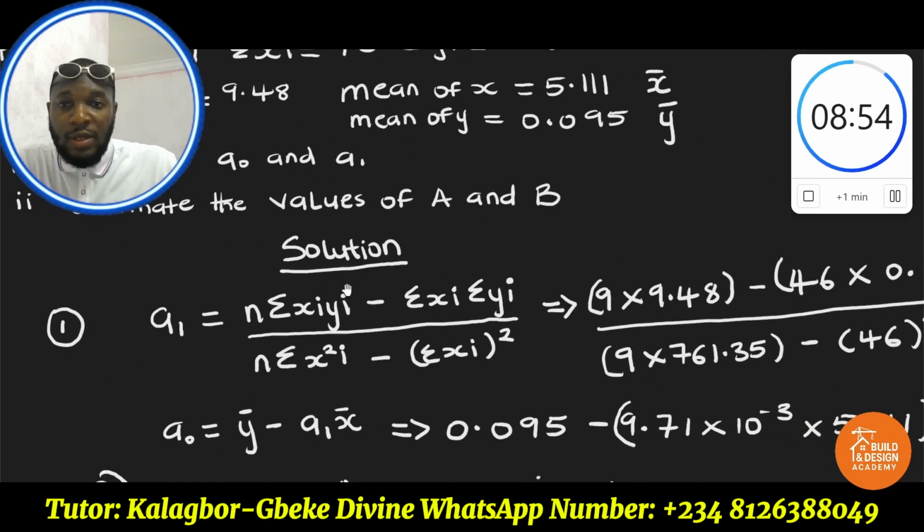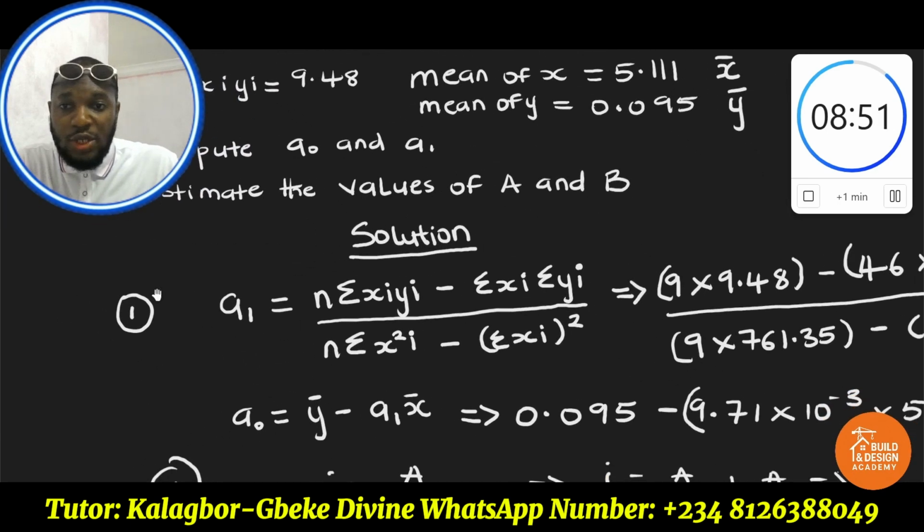So for our solution, the first thing we need to memorize is this equation. This is the first part we are solving, that's compute A naught and A1. For us to get A1, we need to know this equation so we can input our values. The equation says n times summation of xi yi, minus summation of xi times summation of yi, all over n times summation of xi square, minus open bracket summation of xi, all squared.